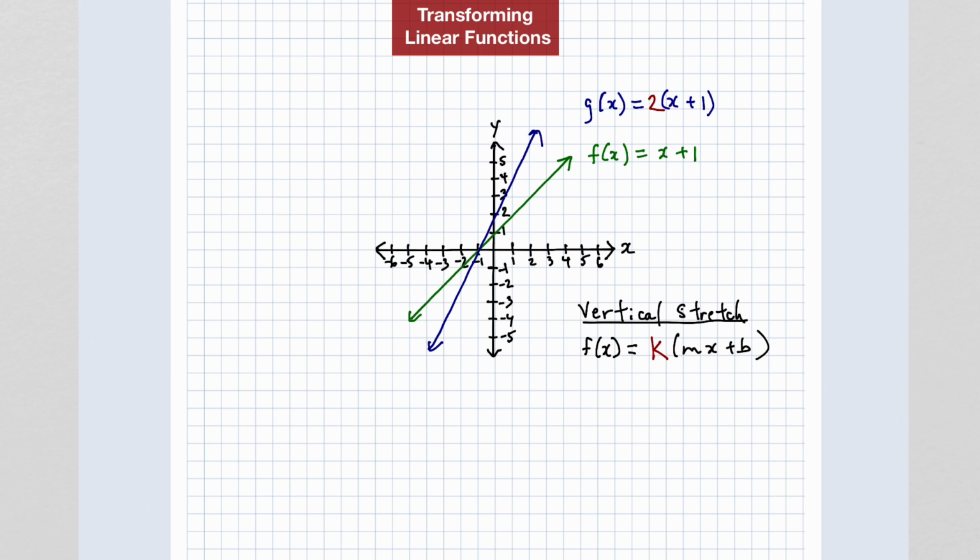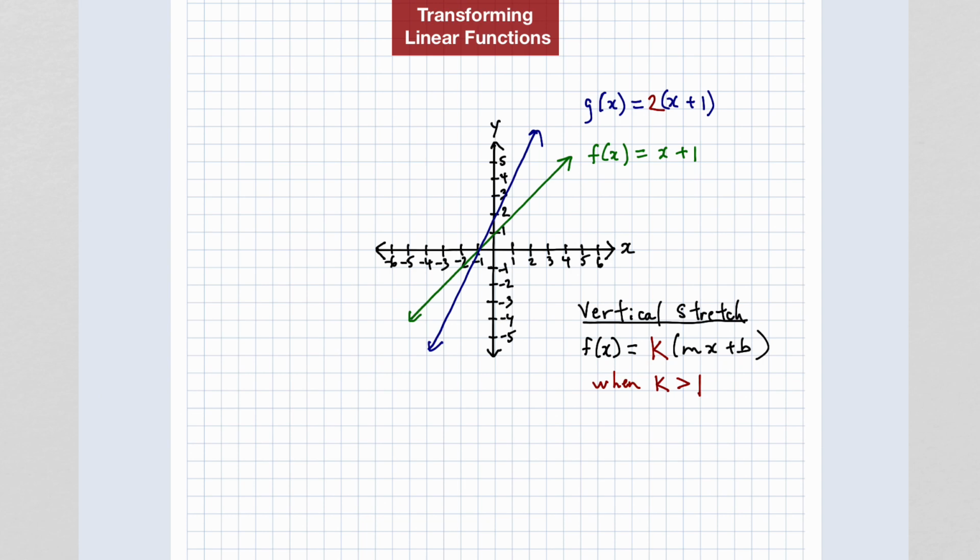If you were to multiply this out, you'd see that g of x is actually 2x plus 2, right? We're distributing a 2, and we see that the plus 2 would tell us that the y-intercept is at 2 with a slope of 2, which is 1, 2 over 1. So rise over run gives us a slope of 2. So we have a vertical stretch of f of x is equal to k times mx plus b when k is greater than 1. So when k is greater than 1, we have a vertical stretch.